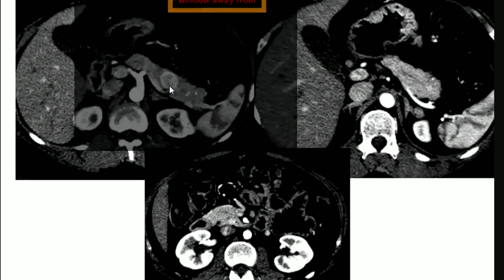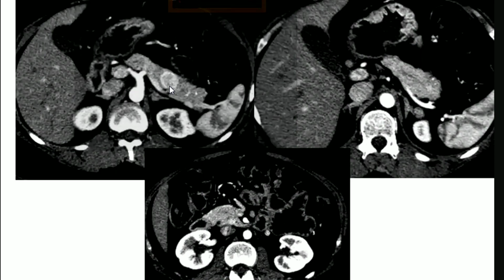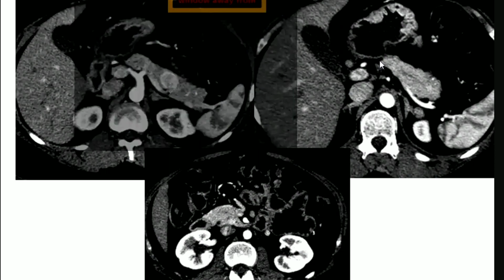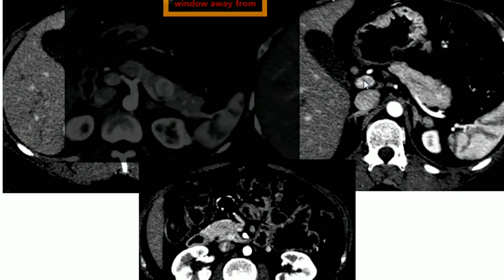Then we have to do late arterial phase or pancreatic phase, which is 35 to 40 seconds post-injection. And in this phase, we will see enhancement at portal vein. However, the hepatic veins will not enhance. Then we have to do hepatic phase or portovenous phase, which is 70 to 80 seconds post-injection. And in this phase, the hepatic veins and portal veins both will be opacified.